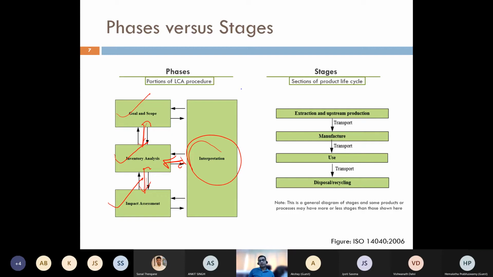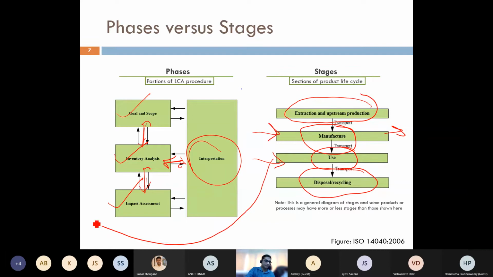Now coming to the stages, a normal product or process would have the following 4 stages: extraction or upstream production, then the manufacture or the conversion process, then, as in the case of bioenergy, the use of those biofuels or bioenergy, and then final disposal or recycling. And in between them, you also have transportation. So the inputs and the outputs that go into all of these 4 would basically make up this inventory analysis.